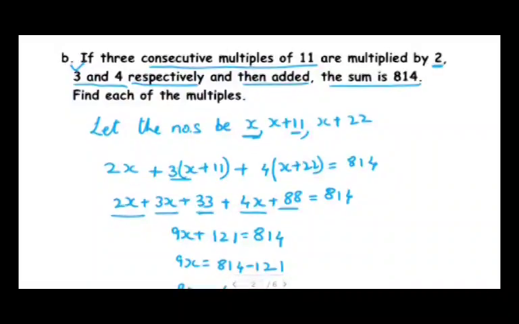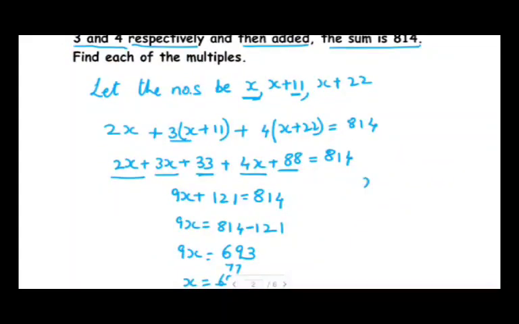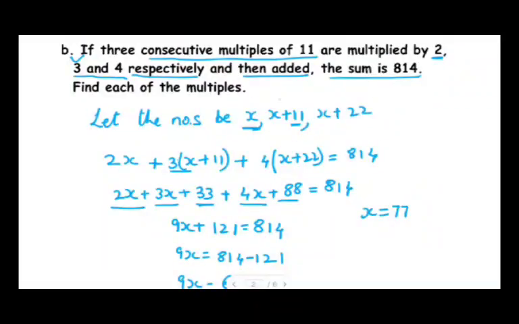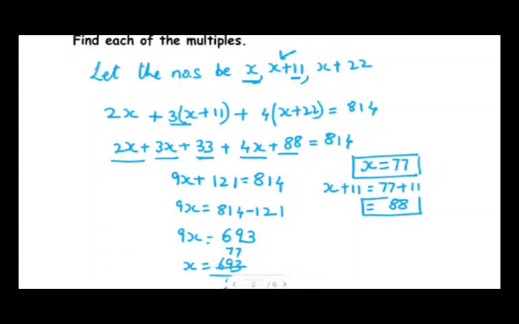So the value of x is 77. Okay, what's the value of the second number? That's my second number, correct? So what's the value of x plus 11? That means 77 plus 11, which is 88. So that's my first value. That's my second value. And what's my third number? X plus 22. So x plus 22 is equal to 77 plus 22, which makes it 99.